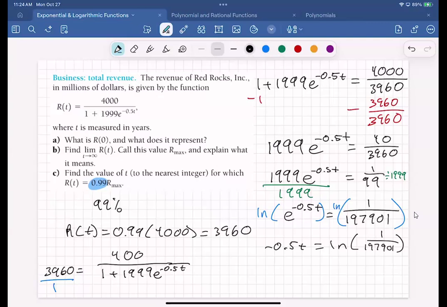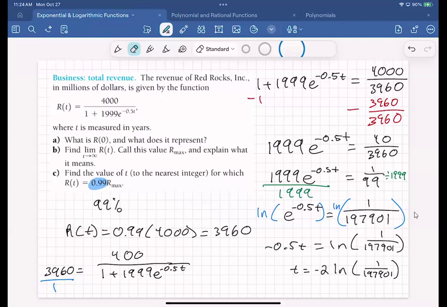All right, and then, hey, we just need to multiply both sides by -2. And we could put that in our calculator. Okay.